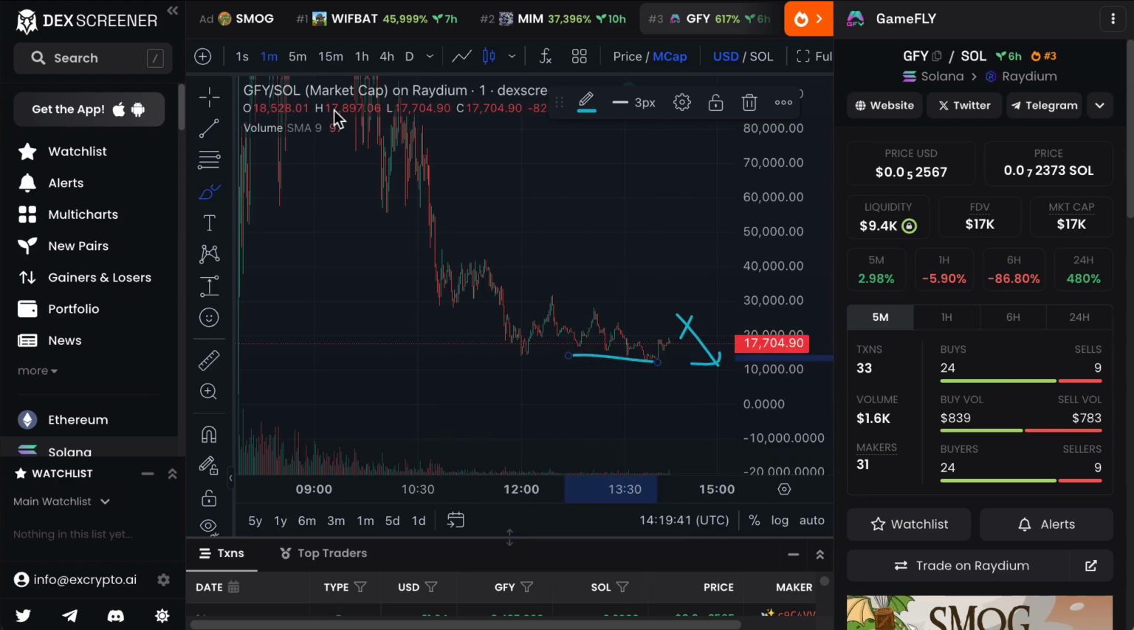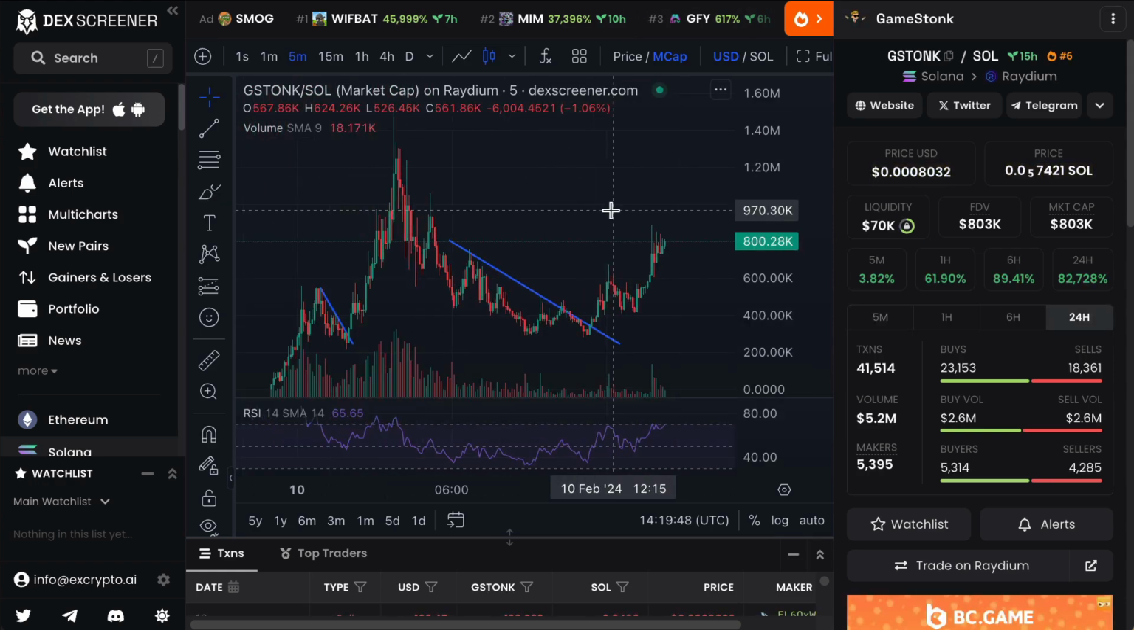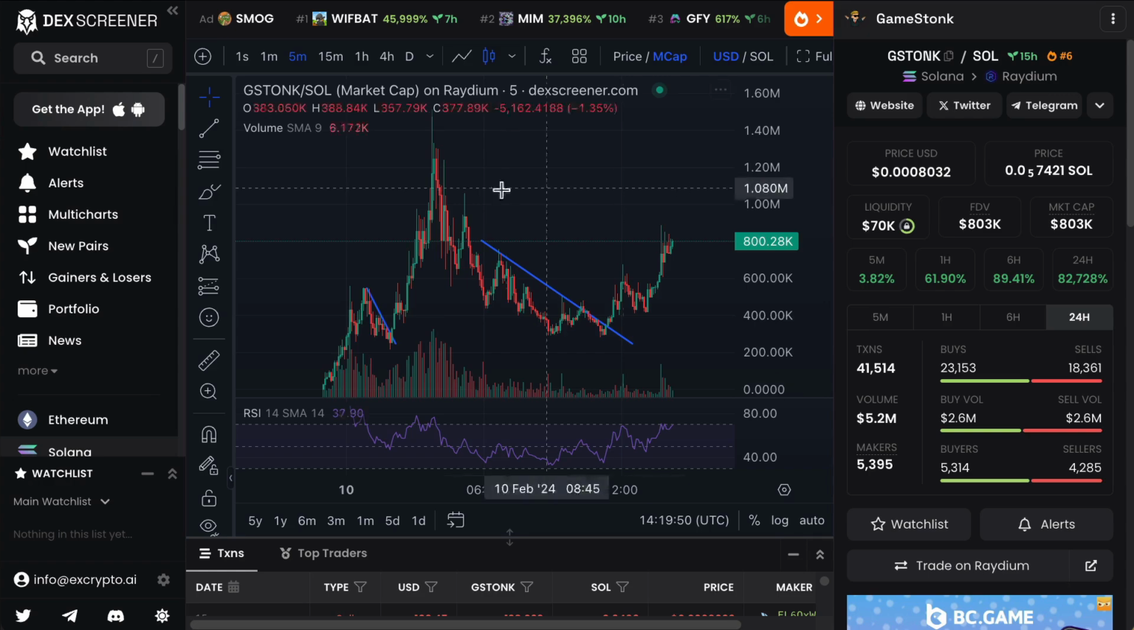So once it's been smashed too much, you don't want to go anywhere near it. Just completely ignore it. Let me show you another example. This was Game Stonk. This is another one.